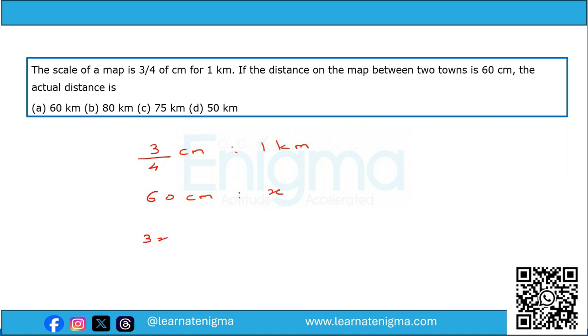So we will have here 3x upon 4 is equal to 60. So 3 into 20 we have 60. So therefore x will be equal to 80. So the answer will be 80 kilometers, option B.